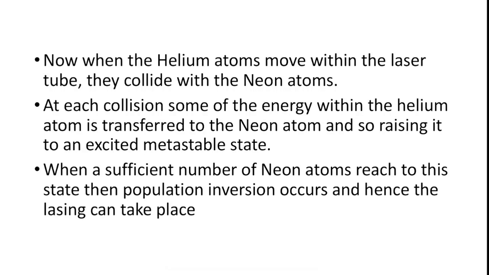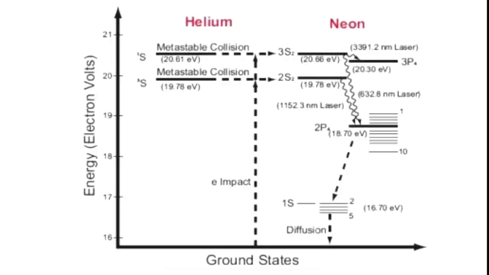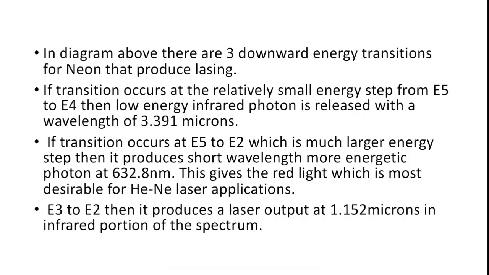Here the upward transition shows the absorption of energy from the pumping source by the helium atom, while the downward transition shows the emission of energy or light, or lasing, present in the neon atom only. So here we can see the collision of the helium and the neon atom. In that diagram, we saw 3 downward energy transitions from neon that produce lasing.